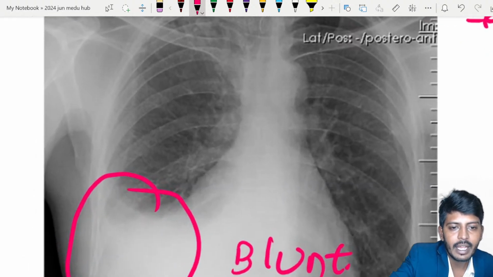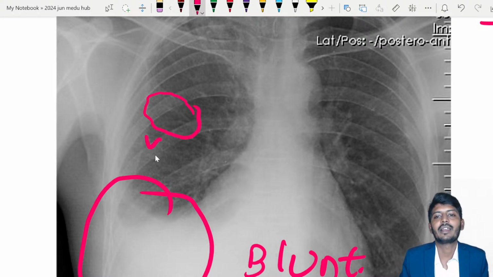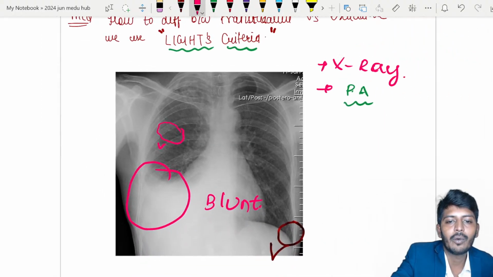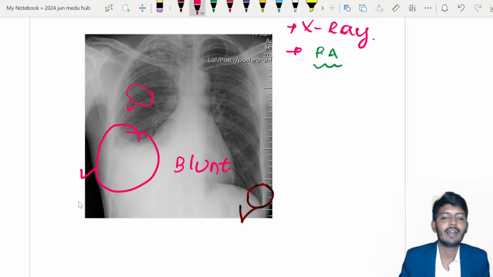Let's zoom in and see. Inside this, yes, there are small lines, which suggest bronchovascular markings are present. If these bronchovascular markings are there, that means the lung parenchyma is fine. So this is the story of hydrothorax, which can be caused by pleural effusion, or it can be caused as a result of trauma.